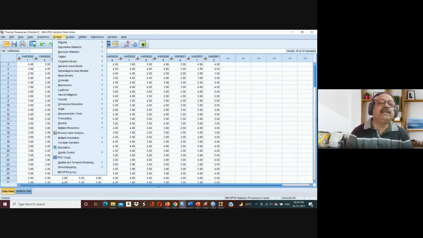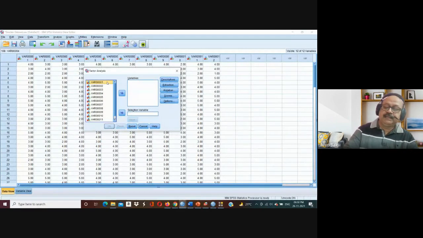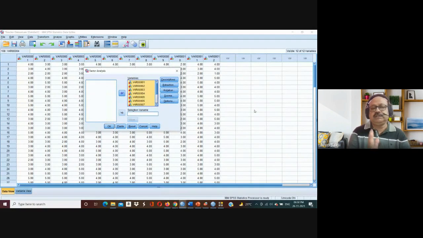So again, you go to analyze. So what actually we are doing here is going for reduction of dimension, or dimension reduction. So over here, you scroll down, you will get this dimension reduction, and in dimension reduction, you choose this factor. Okay, it opens up a very small window. The first thing you have to do is to transfer all the variables into this variable box. So all the variables which are to be used for the factor analysis, in this case, there are 12 variables. So all the variables are being transferred to this variable box.